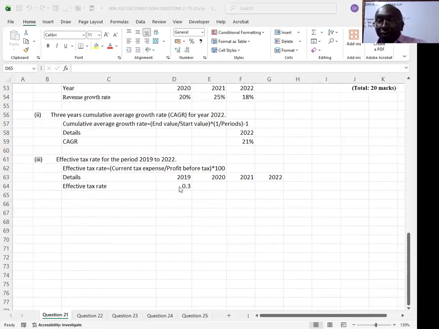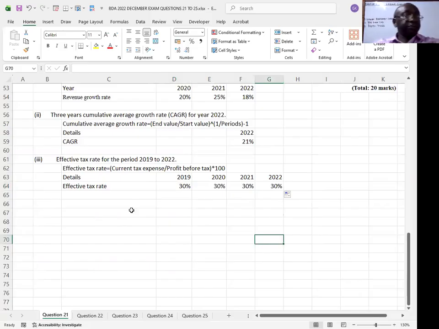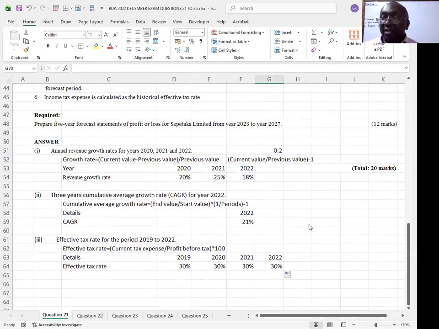So now this one, you just press here, percentage, and then you can autofill. You can autofill that way to get the 30%. Good.